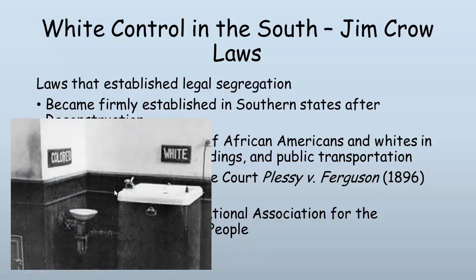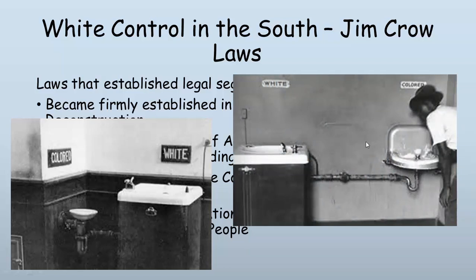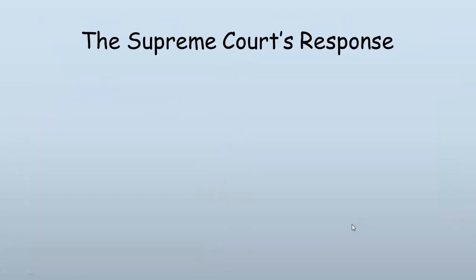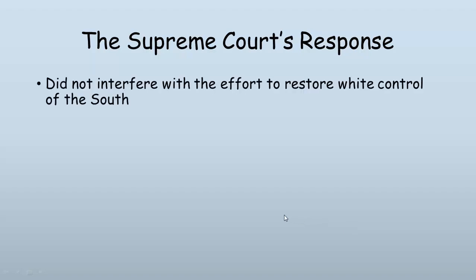So that's just giving you an example of separation: there's a white drinking fountain and a colored drinking fountain. There's another example there for you, all right? Well, what did the Supreme Court do about it, right? This is going to be pretty simple. The Supreme Court actually doesn't interfere with Plessy v. Ferguson. They tend to not really mess with it. And most of the Supreme Court's decisions up until the 1960s allowed it to happen, right?